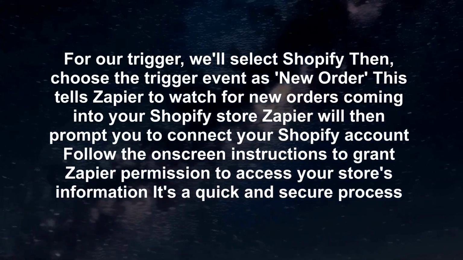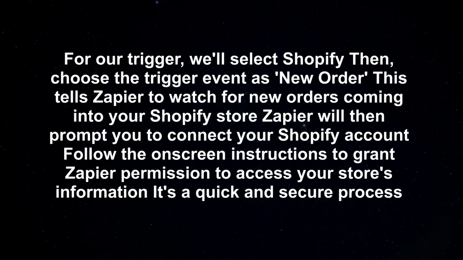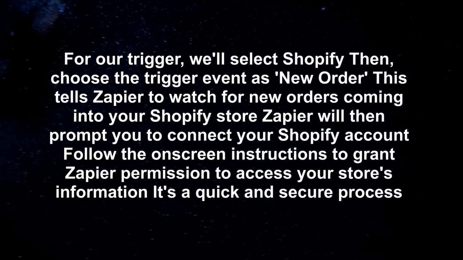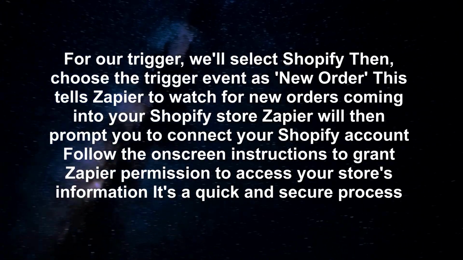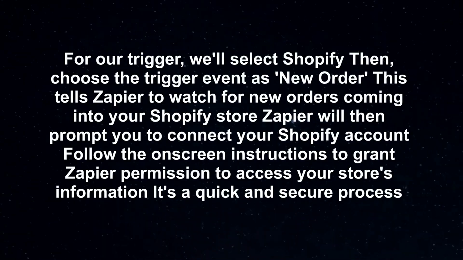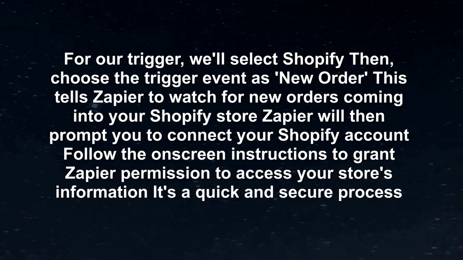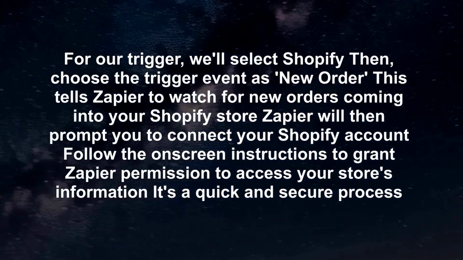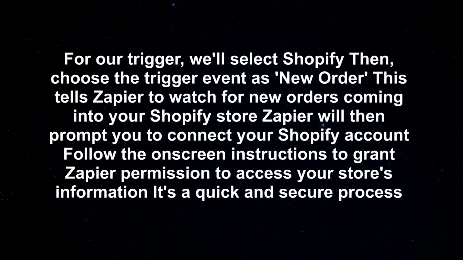For our trigger, we'll select Shopify, then choose the trigger event as New Order. This tells Zapier to watch for new orders coming into your Shopify store. Zapier will then prompt you to connect your Shopify account. Follow the on-screen instructions to grant Zapier permission to access your store's information. It's a quick and secure process.